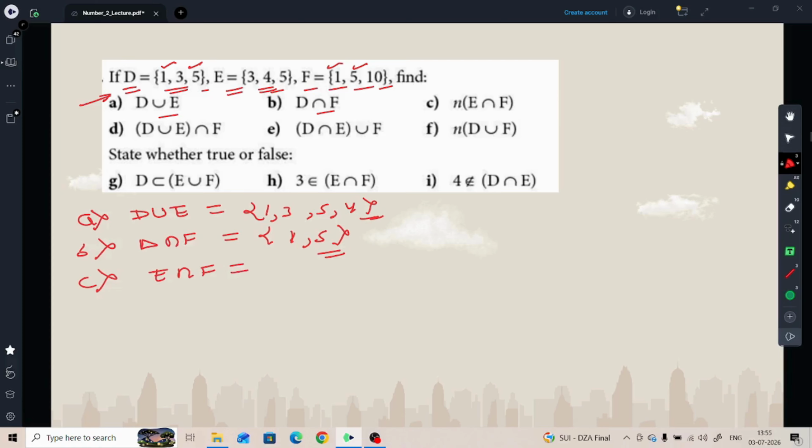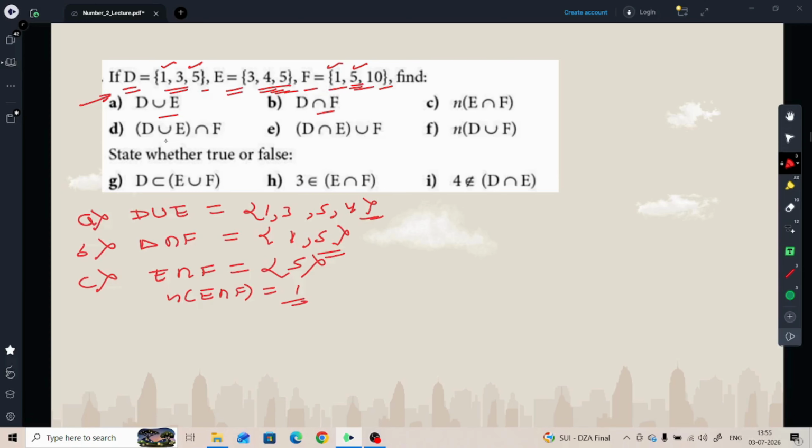Okay, now let's go on with C, which is asking you the number of elements present in E intersect F. So E intersect F means we need to find out the common elements present in both E and F first. Common elements present in E and F is 5 only. Yeah, 5 is there. So the number of elements in E intersect F will be 1. Okay, that means only one element is there.